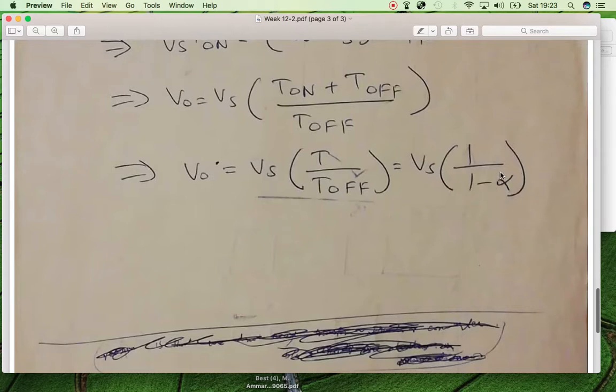Alpha is always smaller than 1, and 1 minus alpha is also smaller than 1. When 1 is divided by that smaller entity, it becomes a greater than 1 entity, which when multiplied by the Vs voltage is always greater than Vs itself. So it is a step up chopper, stepping up the supply voltage to a higher level voltage, which is V naught.